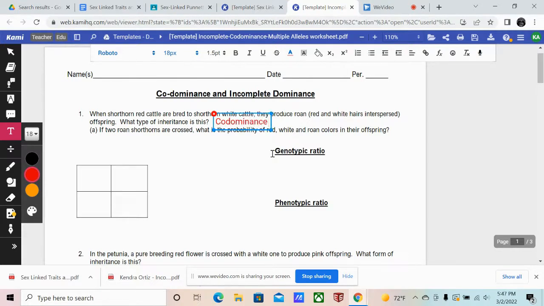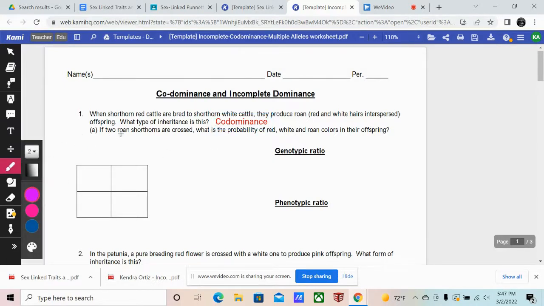Codominance. So anytime you breed one color with another color and you get both colors in the phenotype. This happens in flowers sometimes as well, where you'll have a purple flower with a white flower, and you'll get flowers that have specks of white and purple. That would be codominance. All right, so now I'm going to do a Punnett square with this. If two roan, those are cows that have patches of red and white, are crossed, what's the probability of getting yada, yada, yada?